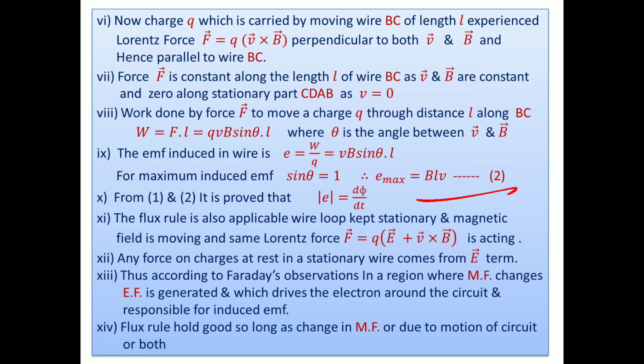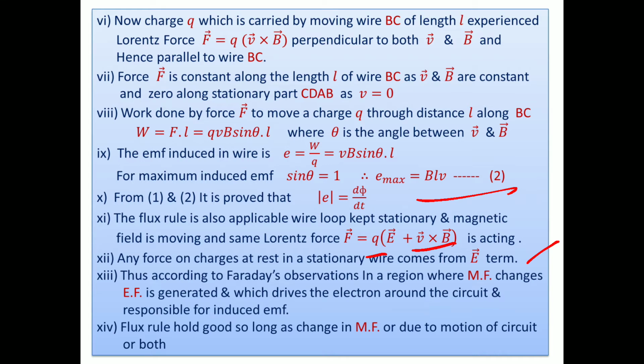Look here, in this Lorentz force two terms are there. Q into E is the force due to the electric field, and it acts on a stationary charge. Q V cross B is the magnetic force. Any force on a charge at rest in the wire comes from the term E. Thus, according to Faraday's observation, in a region where the magnetic field changes, an electric field is generated, which drives the electrons along the circuit and is responsible for the induced current.